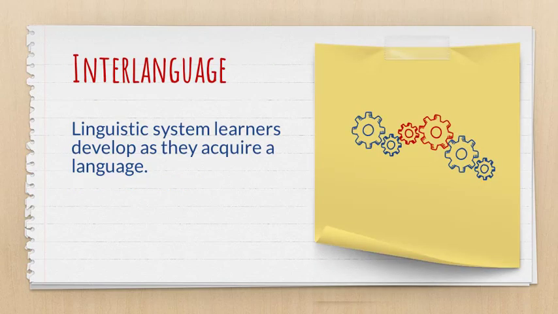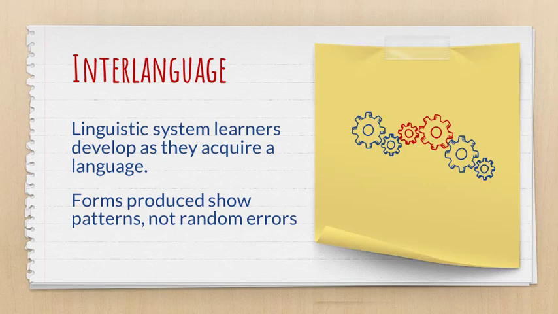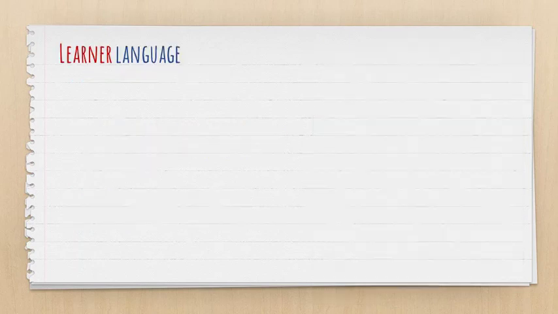So what is interlanguage? It is essentially the linguistic system that learners develop as they acquire a language. And a basic premise of interlanguage is that the forms that learners produce show patterns. They are not just random forms, random errors. And the term interlanguage is describing this system, which some might call learner language.